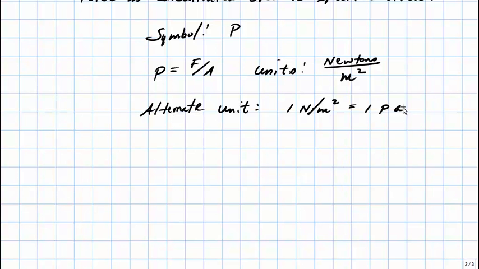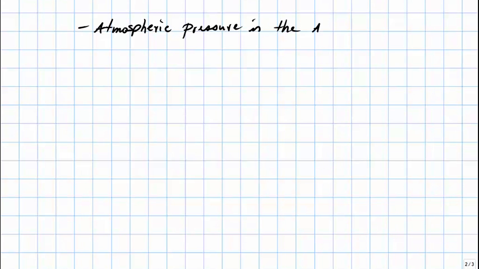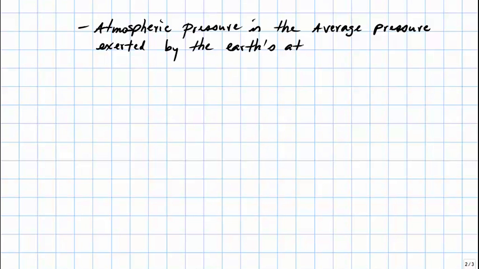We will now introduce atmospheric pressure. Atmospheric pressure is the average pressure exerted by the Earth's atmosphere at sea level.